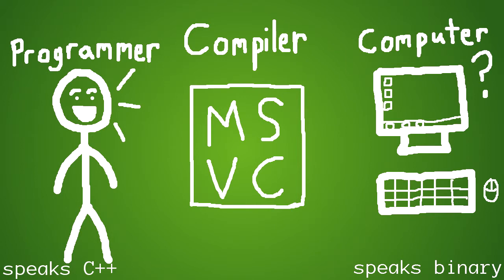Now, this is similar to how the compiler works. On one side we have the programmer who speaks C++, and on the other side we have the computer which speaks binary, like I mentioned earlier, and the compiler is the translator in the middle that converts the C++ to the machine code binary, ones and zeros, etc.